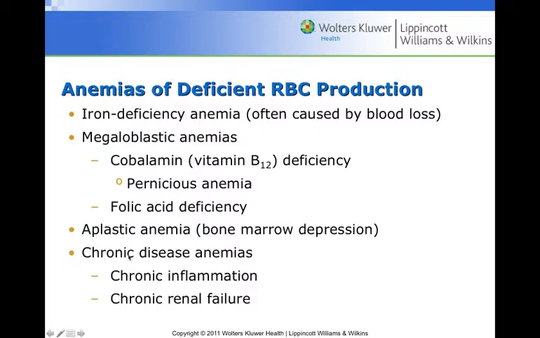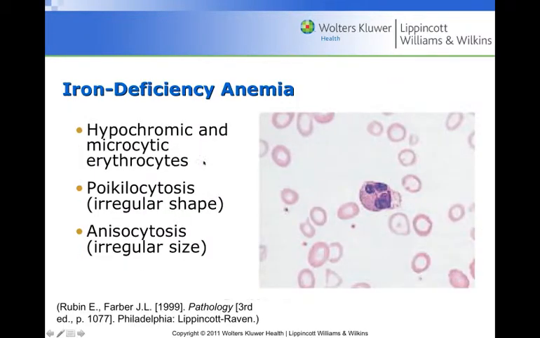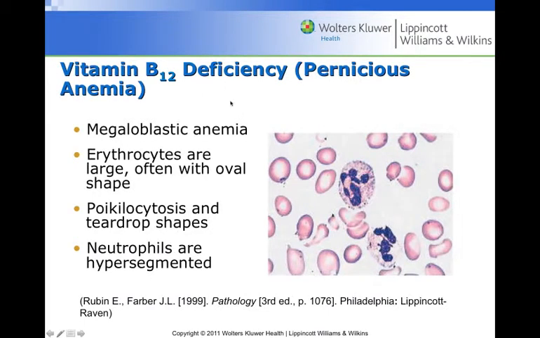When you have a chronic disease, you tend to have anemia, whether it's from chronic inflammation or chronic renal failure. So iron deficiency anemia: hypochromic, meaning the cells are not as brightly colored, and microcytic, meaning small erythrocytes with irregular shape and irregular size. B12 deficiency, pernicious anemia, is megaloblastic anemia. The cells might be large, but they have an oval shape, odd-shaped, teardrop-shaped, as well as neutrophils, which are a type of white blood cell, being hyper-segmented, with more segments than you would normally expect to see.